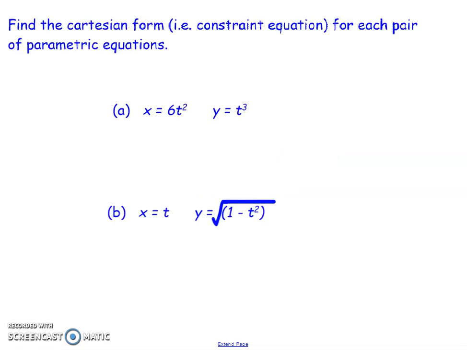I want you to find the Cartesian form, i.e. the constraint equations, for each pair of parametric equations below. So pause the video and have a crack at them.